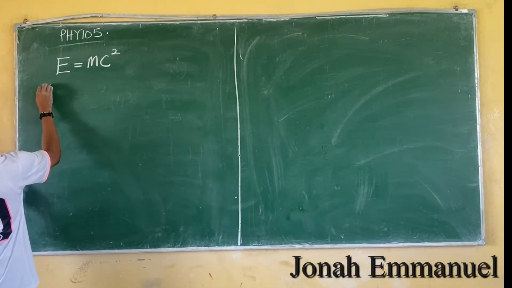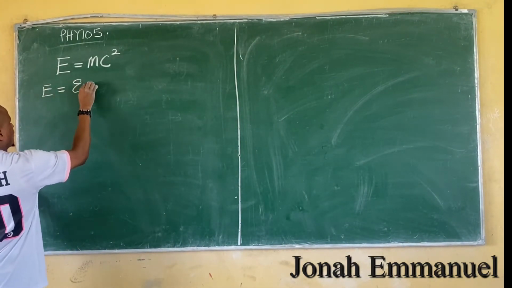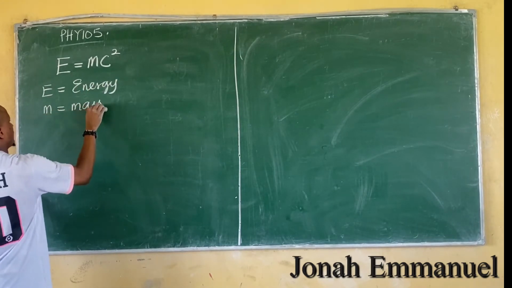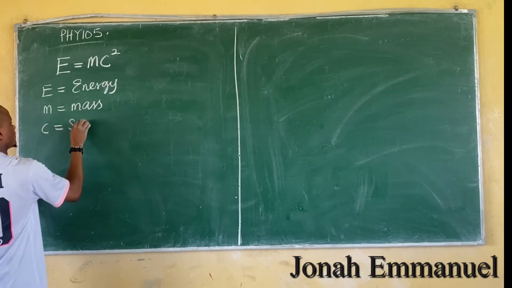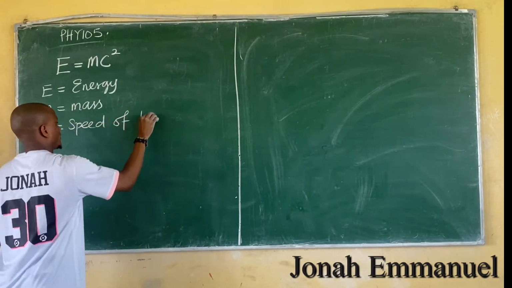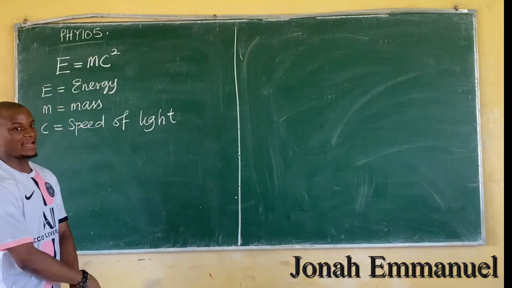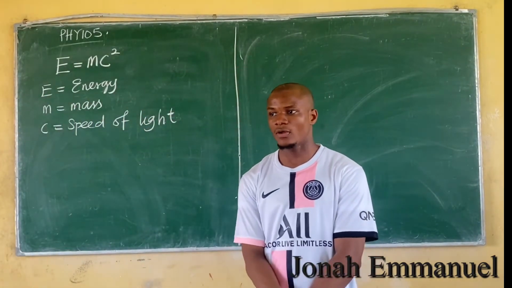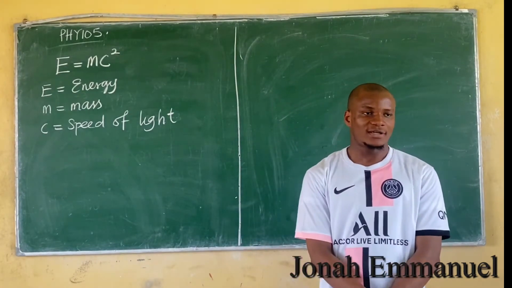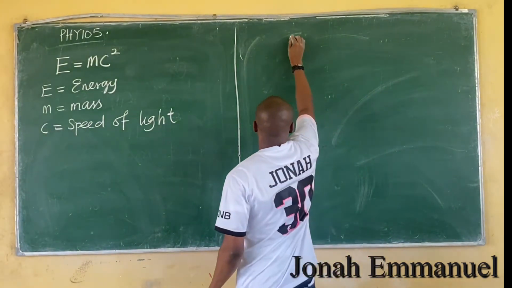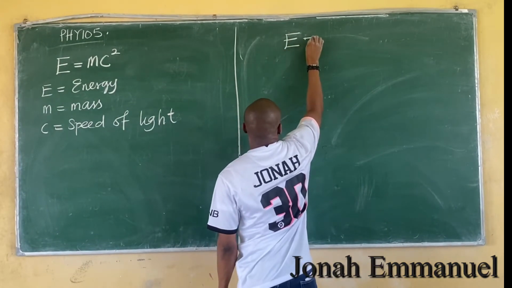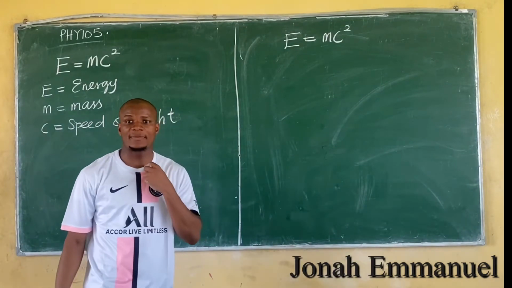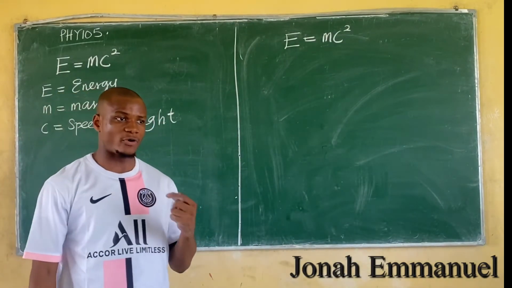Where m is equal to mass, and c is equal to what there? Speed of light. Alright, let's prove Einstein true, or perhaps let's prove him wrong.